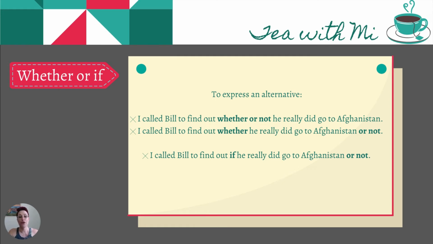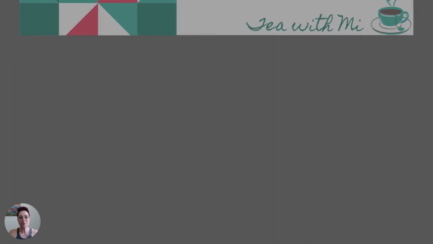I called Bill to find out whether or not he really did go to Afghanistan. I called Bill to find out whether he really did go to Afghanistan or not. Do you understand the idea of separation of whether or not? Whether allows me to work both ways. If, no. I called Bill to find out if he really did go to Afghanistan or not. Always the particle or not goes to the end of your sentence.